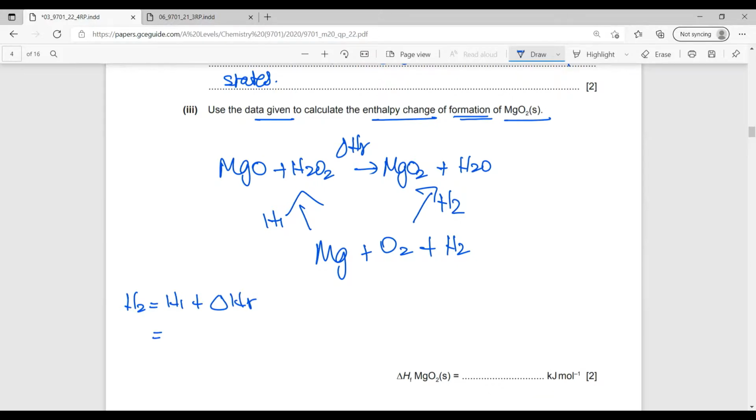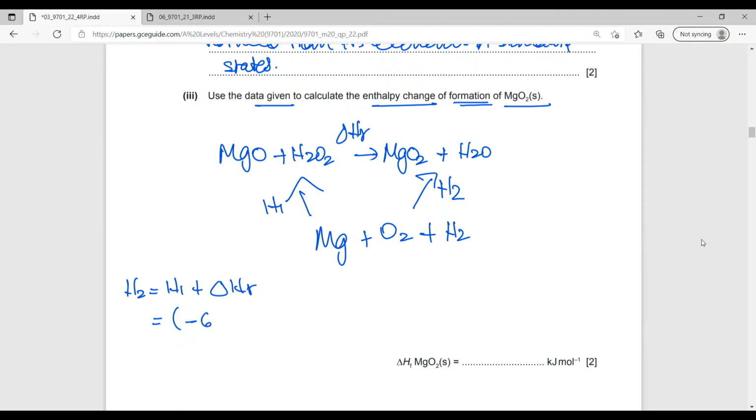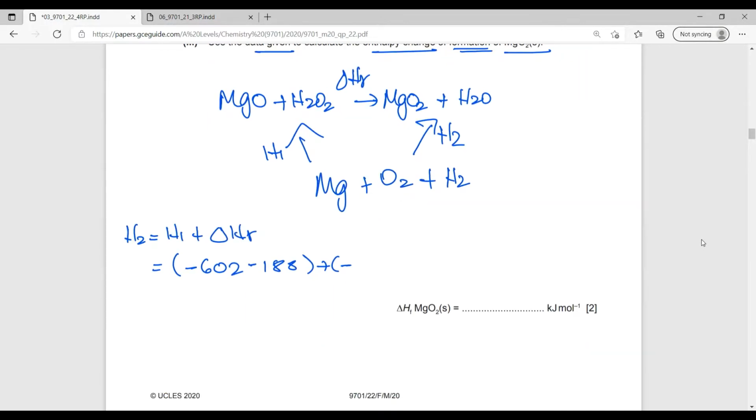So first find out what is H2. So H2 is H1 plus delta HR. What is H1? H1 is the enthalpy change of formation of MgO plus the enthalpy change of formation of H2O2. MgO is negative 602, minus 188, right? 188, plus the delta HR, which is 96. So when you put this in the calculator, you get the answer as minus 886 kJ mole minus 1.